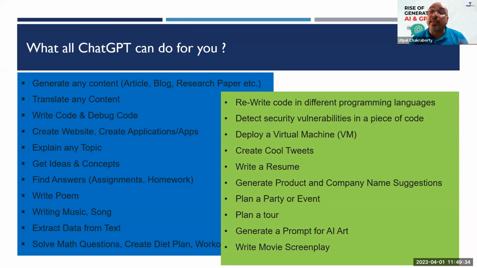It can generate or translate any content. It is better than Google Translate, guys. It can write any code, debug any code, and translate code from one language to another. If you have written something in Python and you want it in JavaScript, Java, or .NET C#, you can do it. Create a website, create applications and apps. Tomorrow you will see that just by writing something, you will get a mobile app. You need not write anything; it will write in Flutter or in native code. Get ideas and concepts. This is also very, very important.